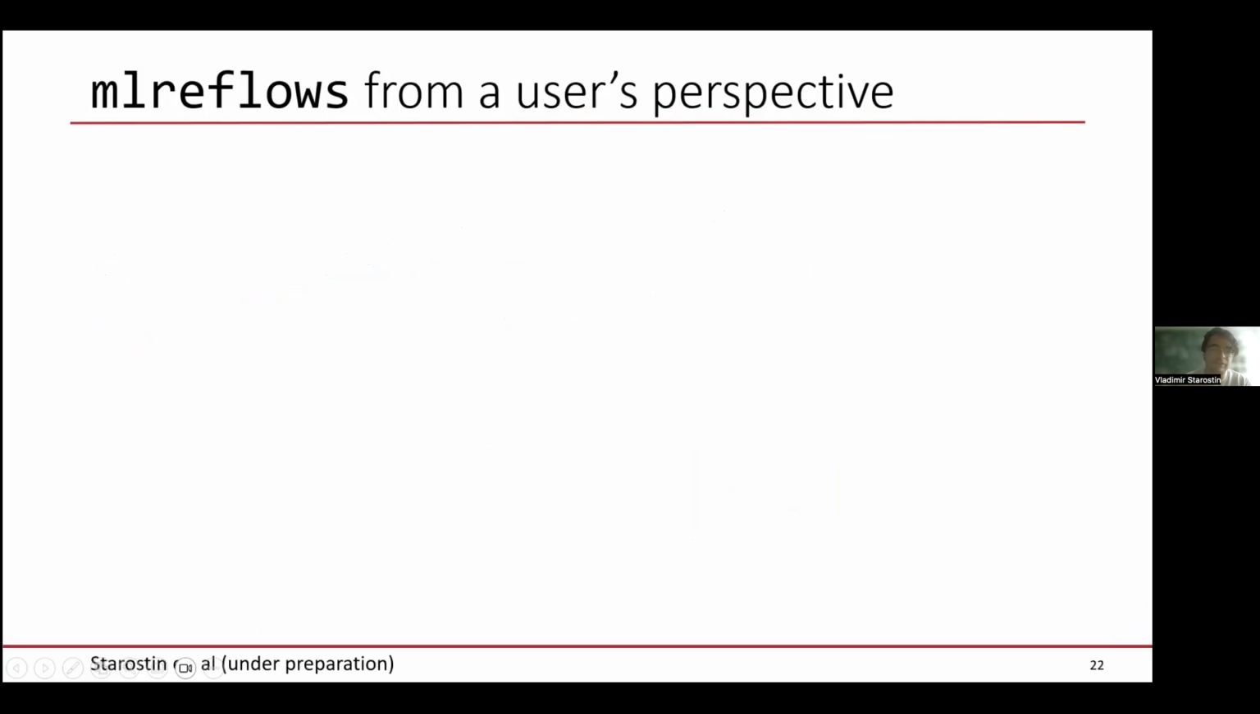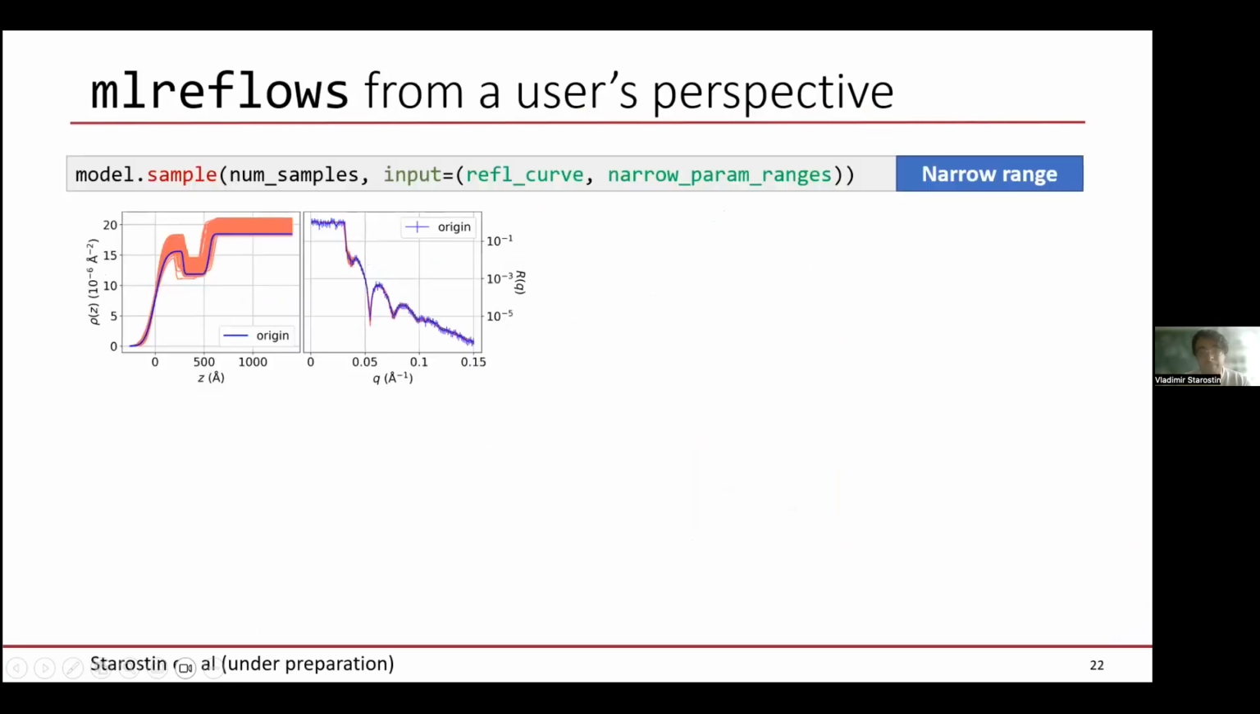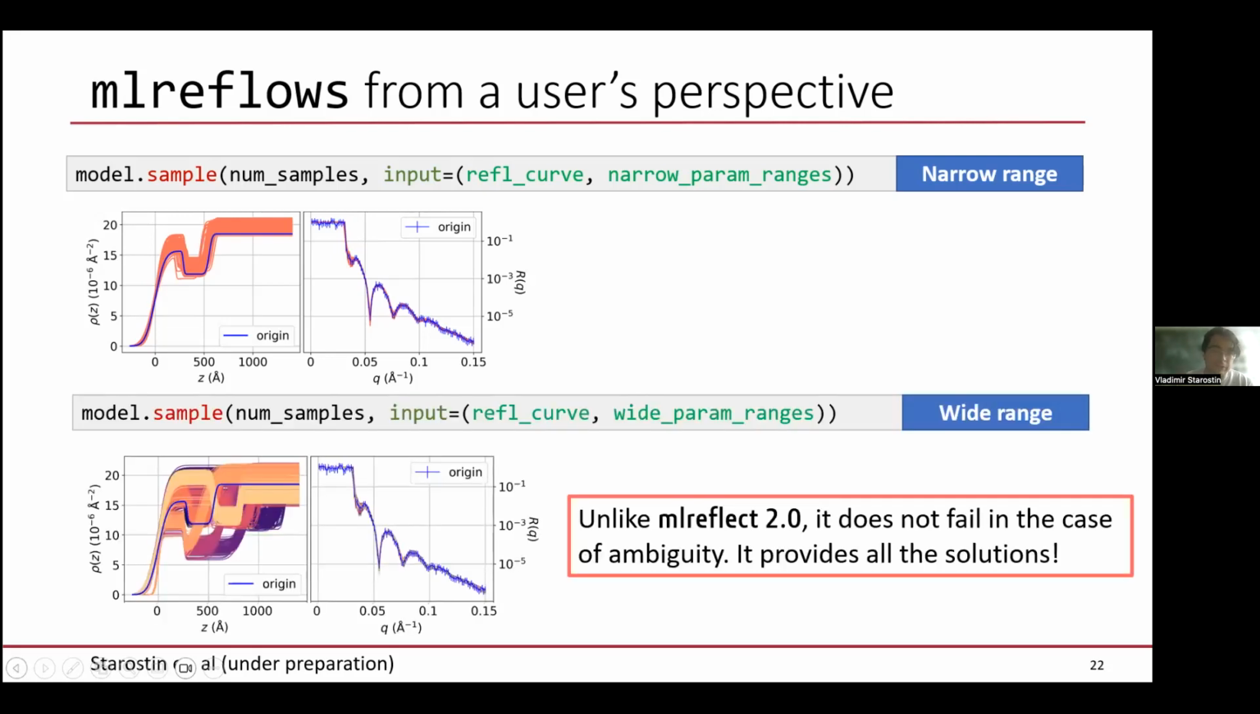So from a user perspective, it's a bit different from a conventional fit, of course. We have, say, our curve, here it's some simulated blue curve, but it can be an experimental one, and we have some narrow parameter ranges. We know approximately where our solution is, and we generate samples from the model, let's say 10,000 samples, and we get the solutions in orange, and we also get the corresponding curves which fit the input blue curve, right?